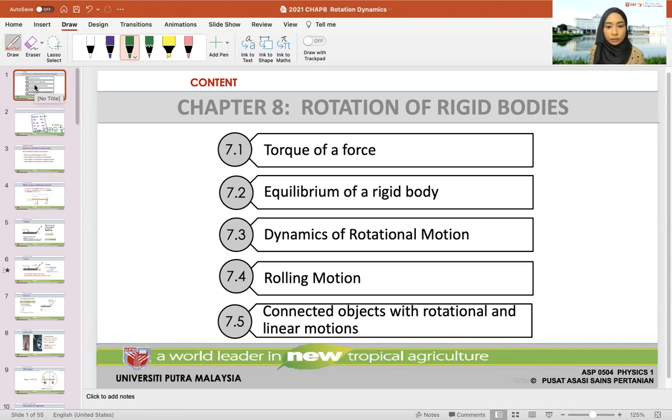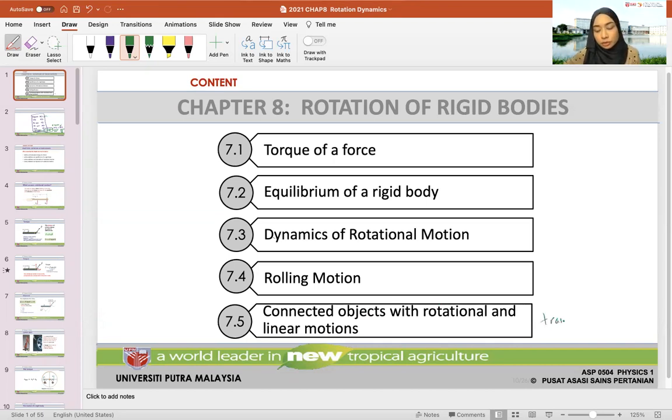So for this chapter, oh kenapa dia 7.1? Ini tersilap. So chapter 8 talks about torque over force, equilibrium of a rigid body, and dynamics: if it's moving, how do we find out the forces acting on it? And then we talk about rolling motion, and we connect the objects with rotational and linear.